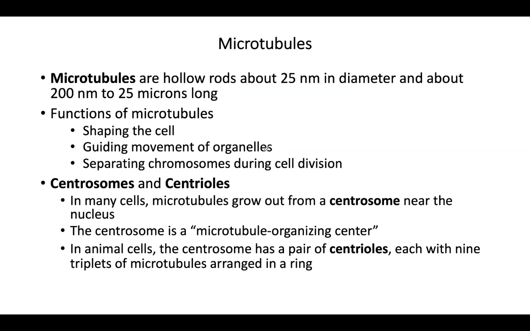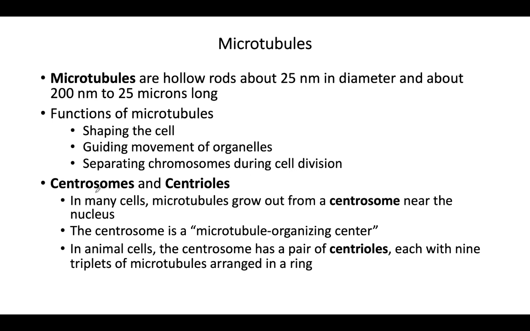Microtubules are hollow rods about 25 nanometers in diameter and about 200 nanometers to 25 microns long. The function of microtubules is shaping the cell, guiding movement of organelles, and separating chromosomes during cell division. When we study cell division, microtubules come back.